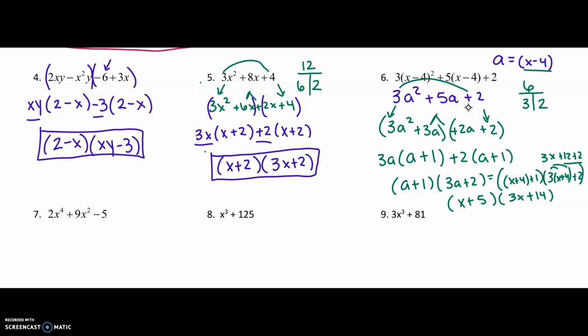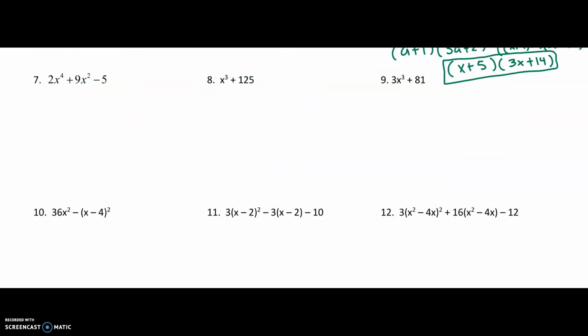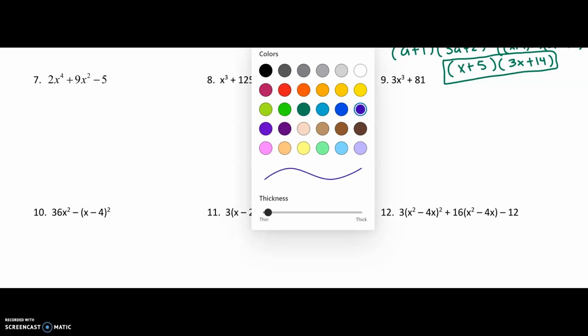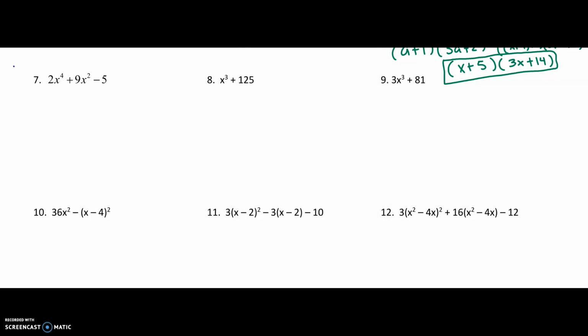Neither of my factors have a GCF, and neither one is a difference of squares or cubes. So those are my final two answers. Moving on to number 7. The first thing we think is, do we have a GCF? The answer is no. This is also in quadratic form, but I don't have to call x squared a in this case since I'm going to use the grouping method.